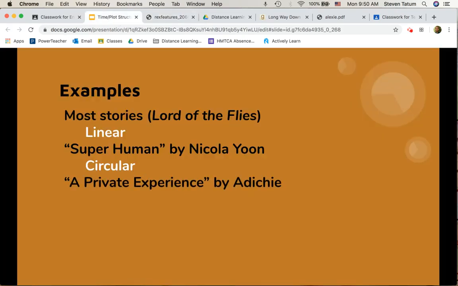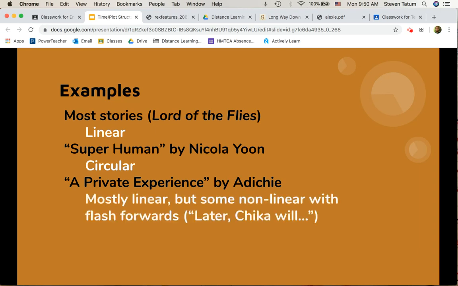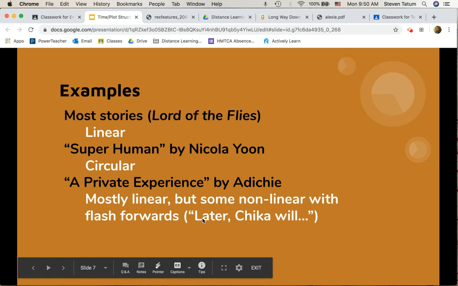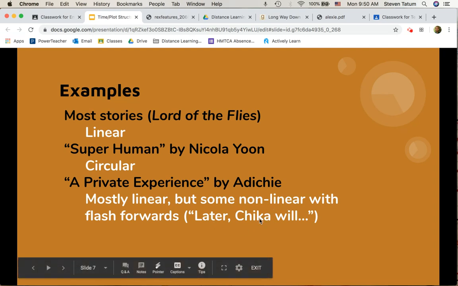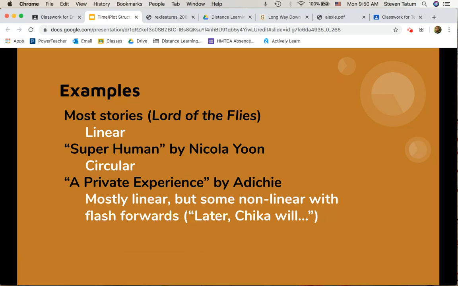A Private Experience, which we just read, is mostly linear. It has a beginning, middle, end through the events, but there is some non-linear storytelling where there are these flash forwards where it says like later Chica will. That kind of takes us out of that regular linear narrative and makes it non-linear by giving us information that the character doesn't even have in the moment.